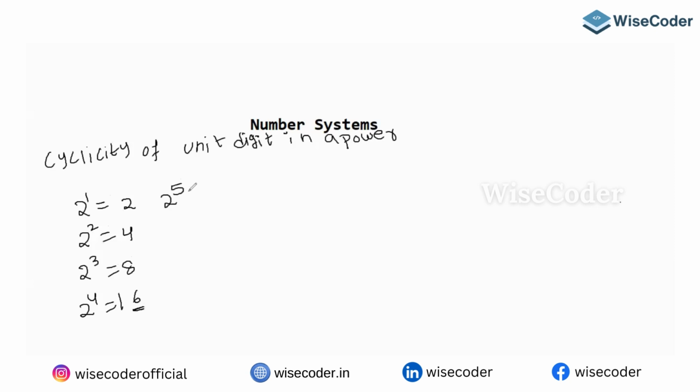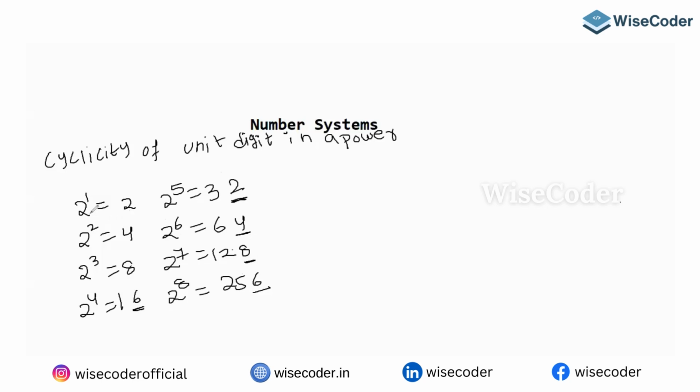2 power 5 is what, guys? 32. So concentrate on the unit digit. 2 power 6 is what? 64. Concentrate on the unit digit. 2 power 7 is what? 128. 2 power 8 is what? 256. Concentrate on the unit digit. Forget about 3, 6, 12, 25. So my logic is very simple.